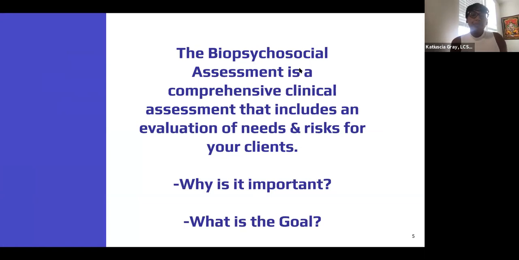So why is it important? Just like I said, it gives us a comprehensive assessment of our patient, our client coming to us. The goal is not necessarily just to obtain all this information. It's very difficult as a new therapist. I was a new therapist way back in the days. As a new therapist, you think that you're being intrusive, you think that you're being a little bit nosy. That's not what it is. We need to get as much information as possible so we can know who this person is.